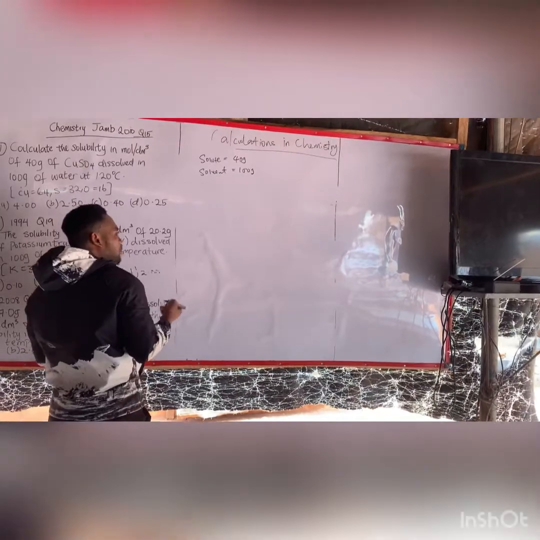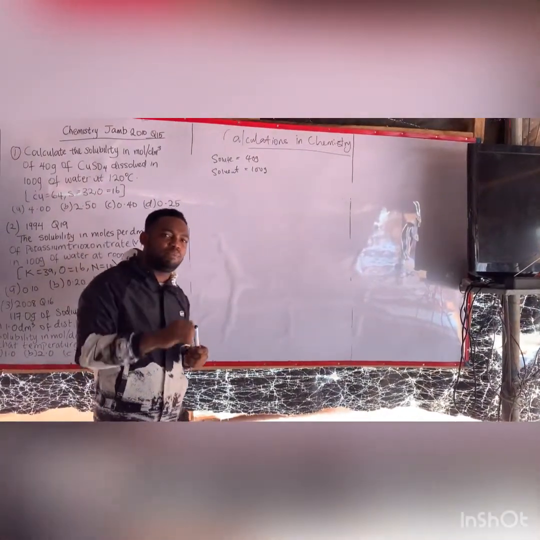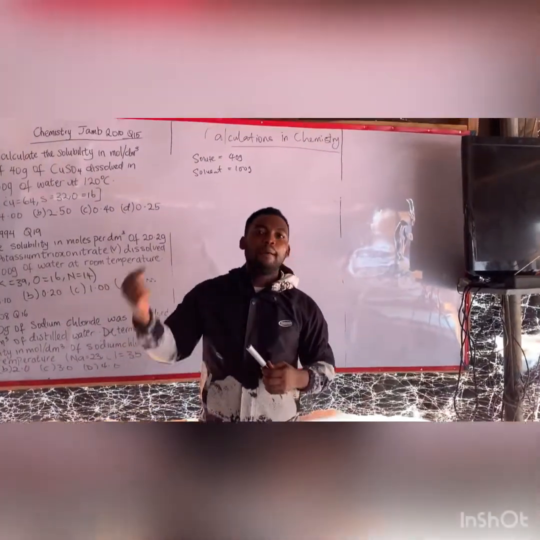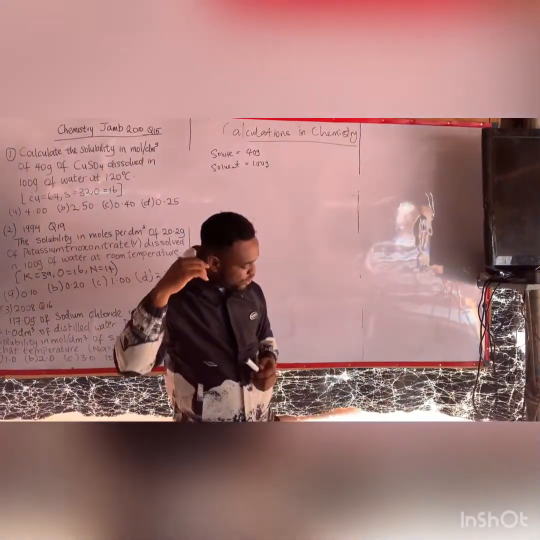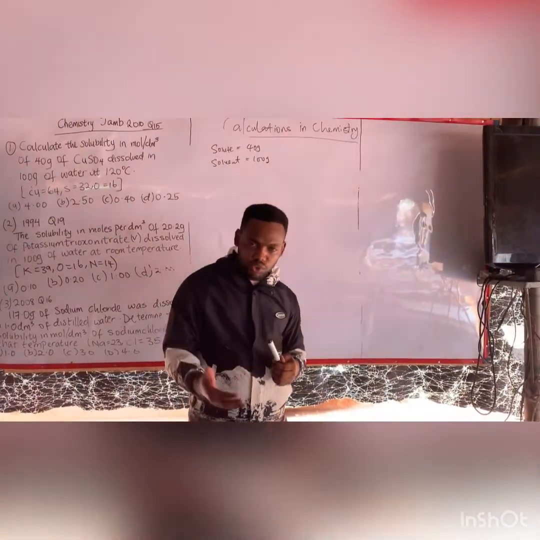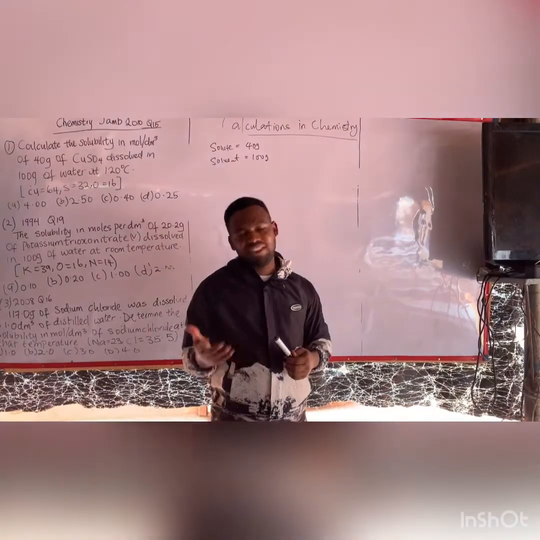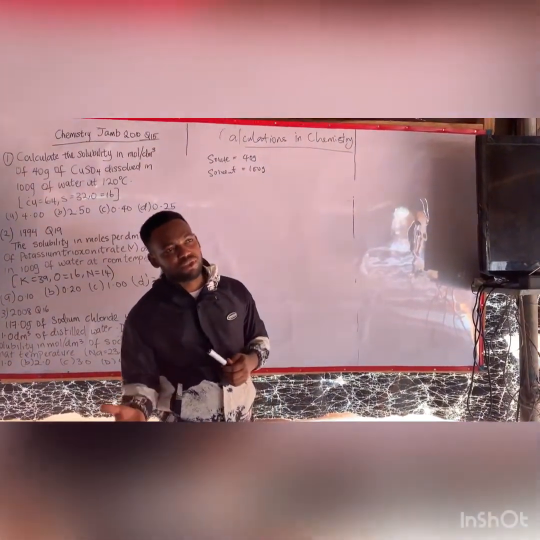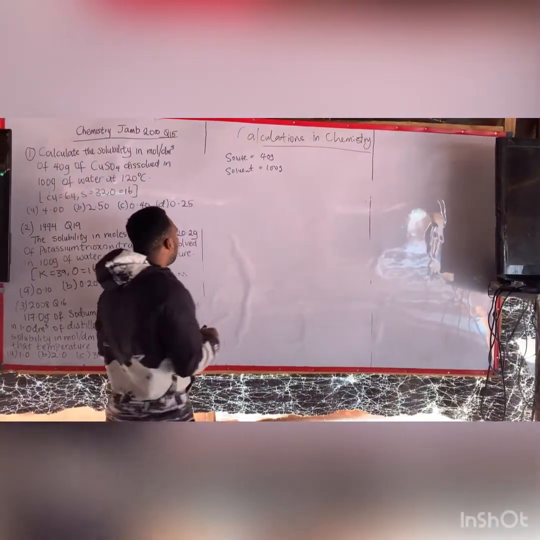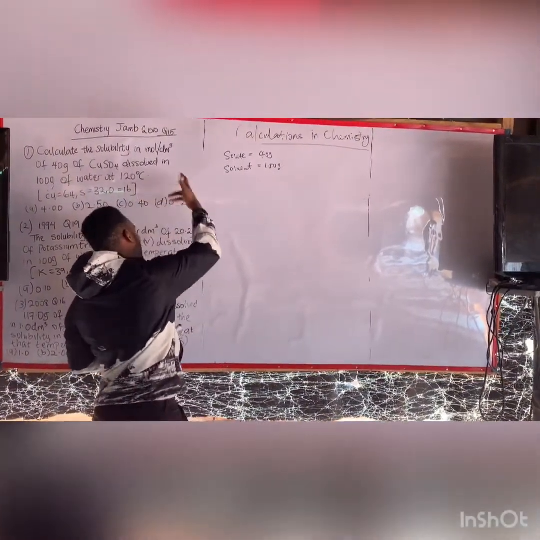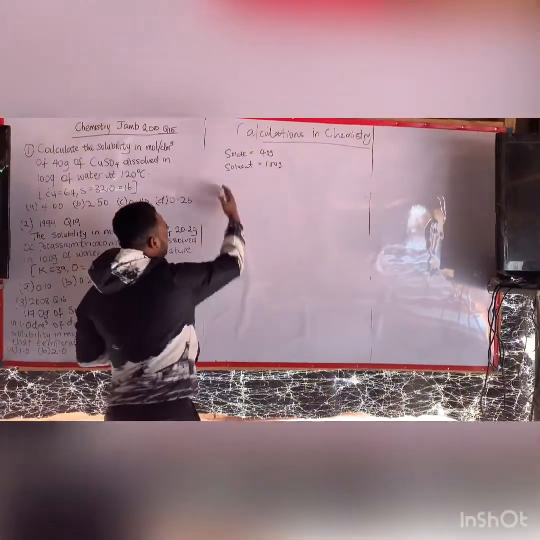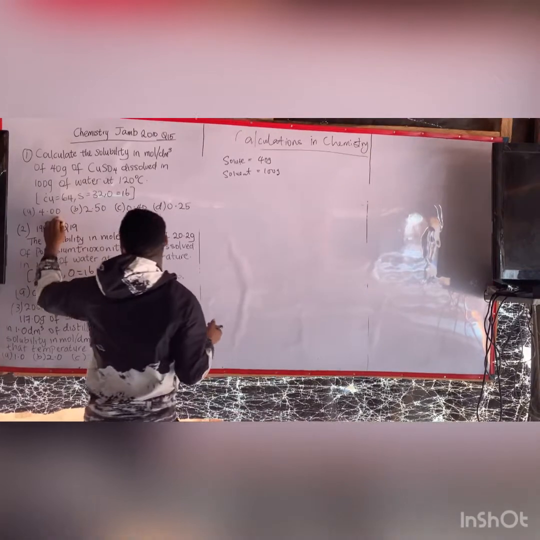The temperature there does not matter because we already know the definition of solubility: the solubility of a solute in moles or in grams of a substance can be defined as the number of moles of the solute dissolved in 1 dm cube of water at a particular temperature in the presence of undissolved solute particles. That's why the temperature is there, but it cannot interfere anywhere with our solution. So let's continue solving that.